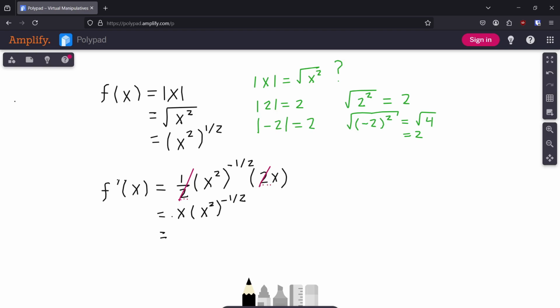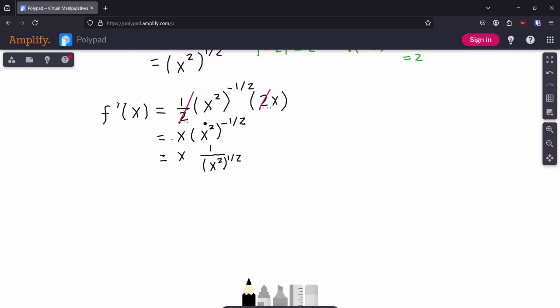So x squared to the negative 1/2, right? Remember how negative exponents work. The way we do negative exponents is we can say that that is x times 1 over x squared to the positive 1/2. Okay, and now we have the product of two fractions. We can just multiply the numerators and multiply the denominators. So this is x over x squared to the positive 1/2.